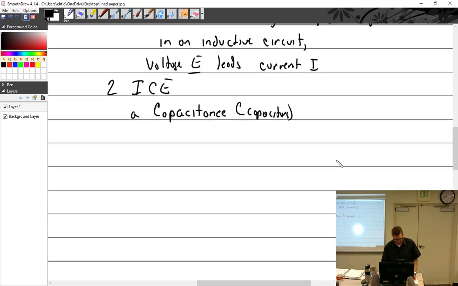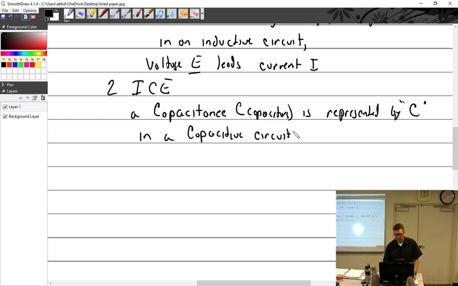Capacitance is represented by C. So it is to say that in a capacitive circuit, I, which is current, leads voltage E.